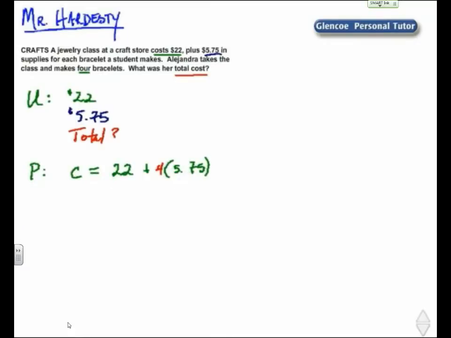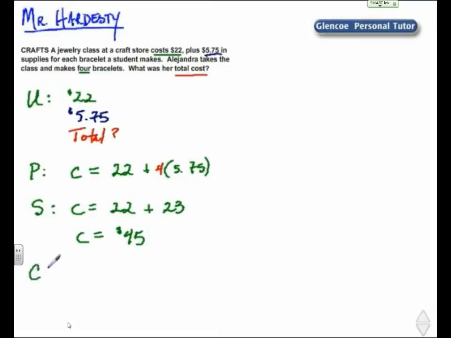Now we'll simplify and solve. Our cost, C, will equal 22 plus 4 times $5.75, which is $23. And we combine the 22 and the 23, and we have a total cost of $45.